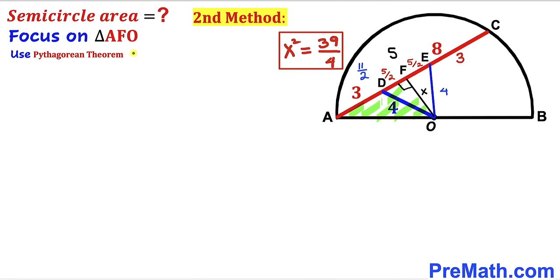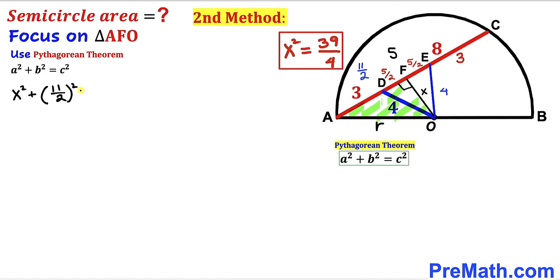And now we are going to apply the Pythagorean theorem on this triangle as well. And here's our Pythagorean theorem once again: a square plus b square equal to c square. And we can see that this AO is the hypotenuse of this triangle, and this is our radius lowercase r. And our other two legs are x and 11 divided by 2. Let's go ahead and fill in the blanks in this Pythagorean formula. So we got x square plus 11 divided by 2 whole square is going to be equal to r square.